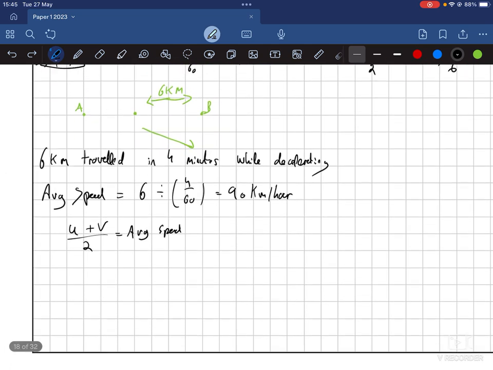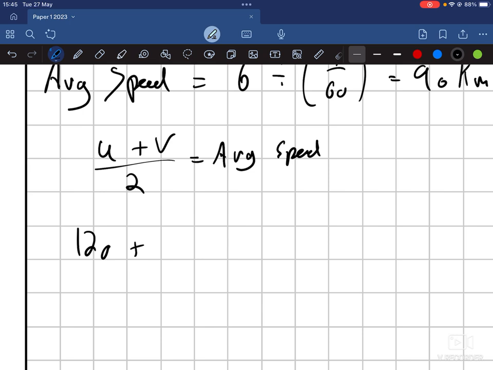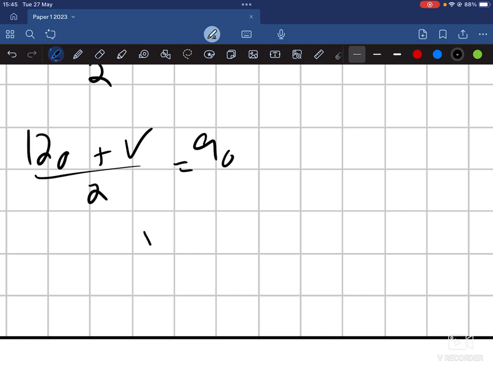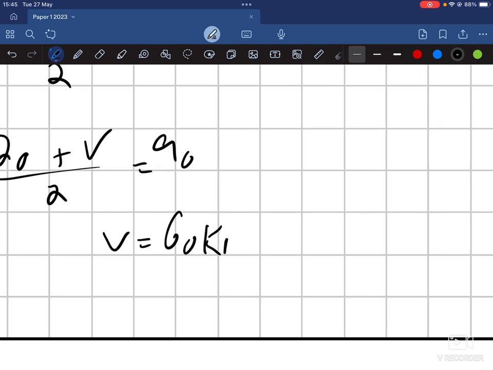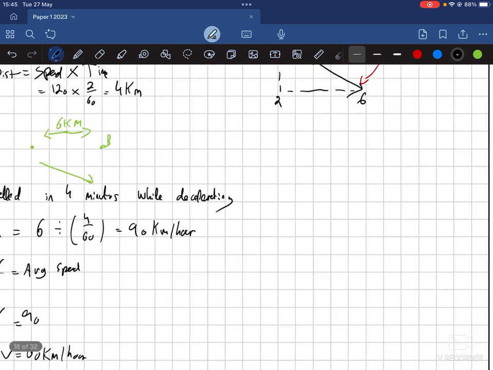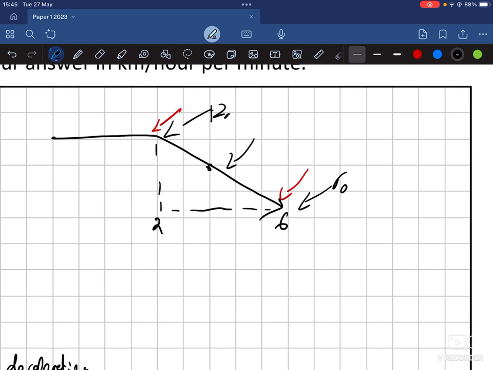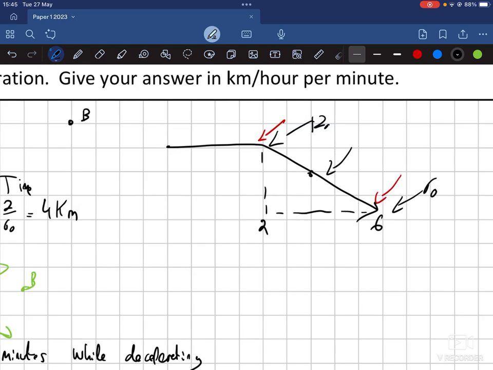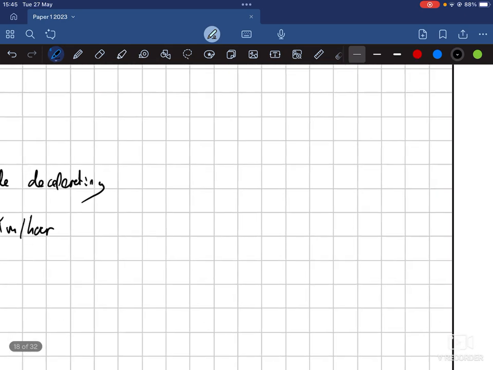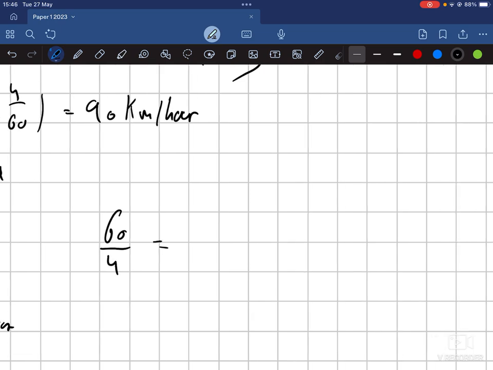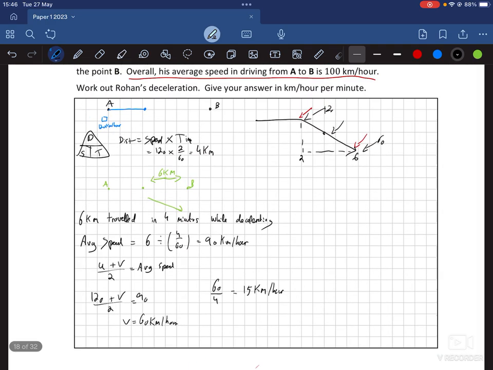That's great. So we know that the initial speed is 120. We don't know what the final speed is, but we know the average speed is 90. And we can use that to find v is equal to 60 kilometers per hour. So he starts up here at 120 and finishes down here at 60, and that's over the course of 4 minutes. So he slows down 60 kilometers an hour in total, over 4 minutes, which is the same as 15 kilometers per hour per minute.